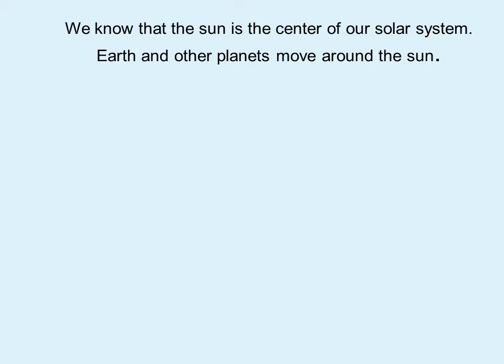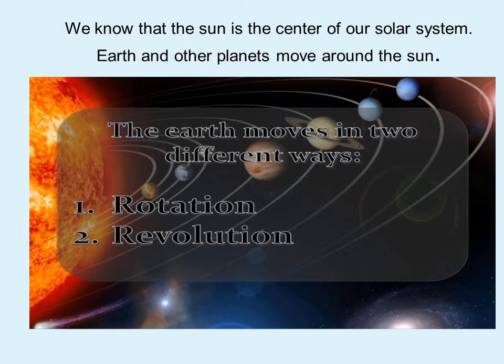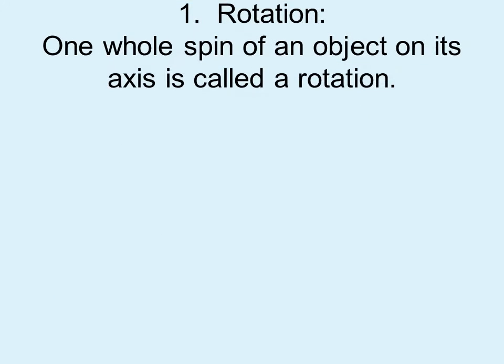We know that the sun is the center of our solar system. Earth and other planets move around the sun. So, the Earth moves in two different ways, rotation and revolution. So, we can discuss one by one. The first one is rotation.